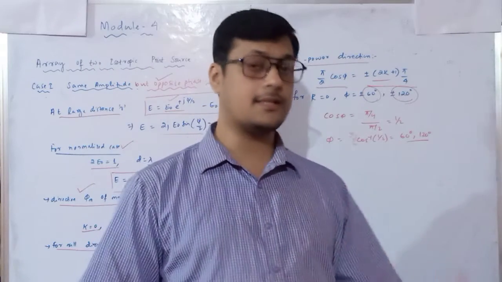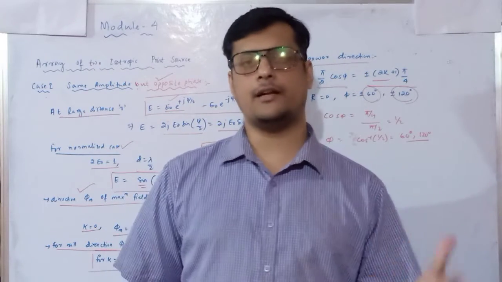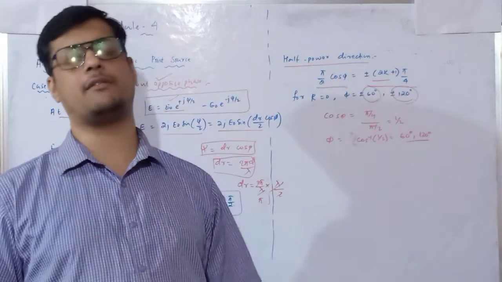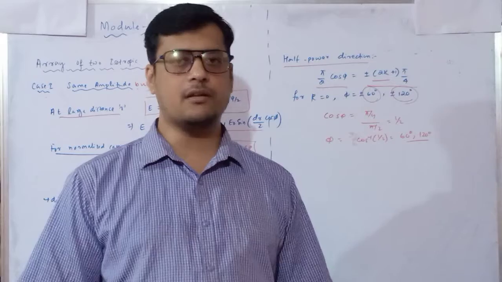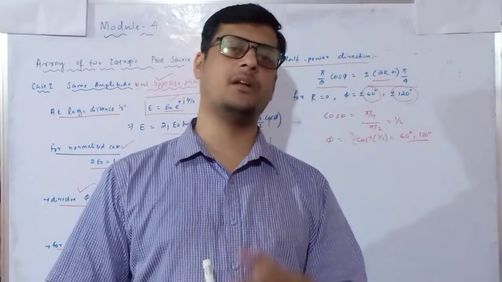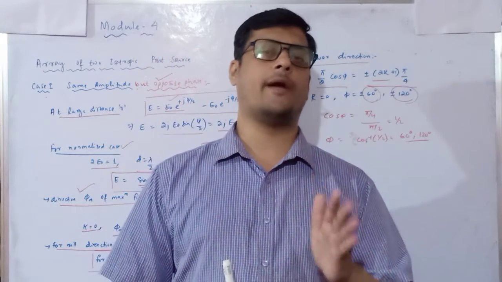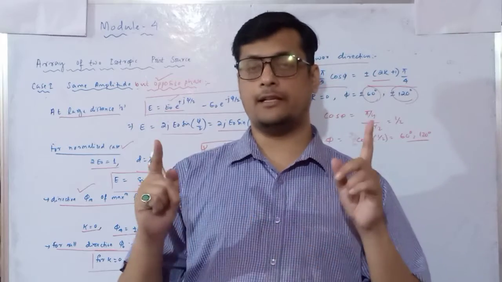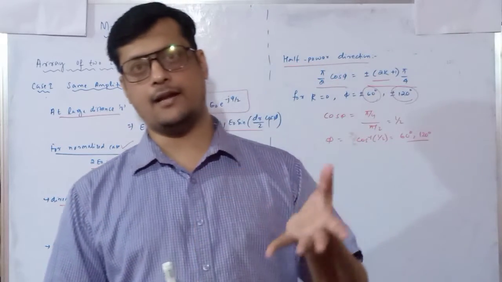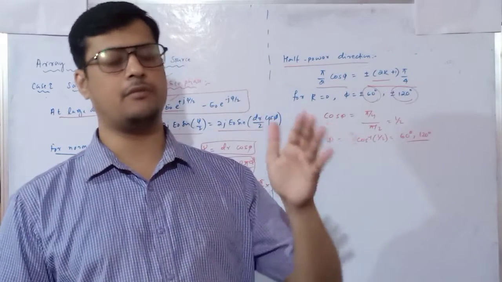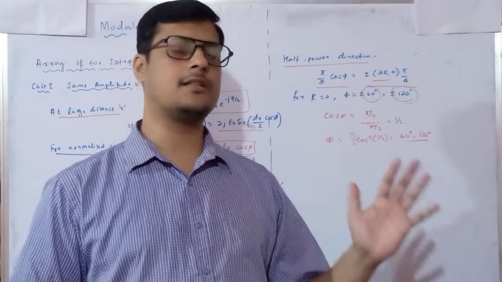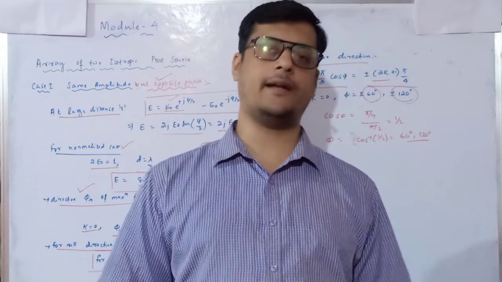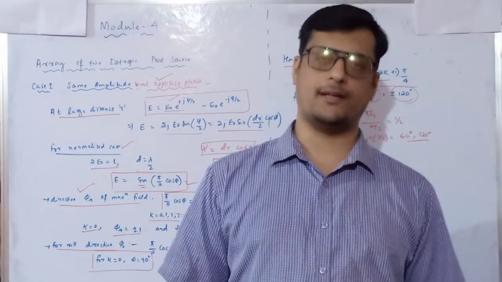So questions like this they will ask. In which particular direction the half power is available, in which particular direction null power is available, and in which particular direction maximum power is available for the point source if it is an array condition, and that too having same amplitude with out of phase, same amplitude with in phase. Okay, so these are the basic concepts behind the array of point sources.